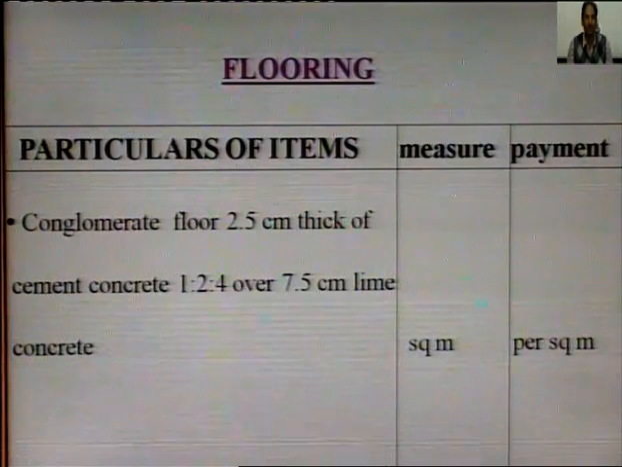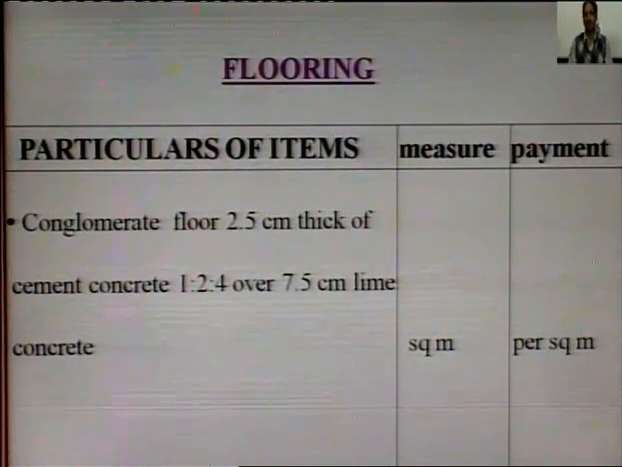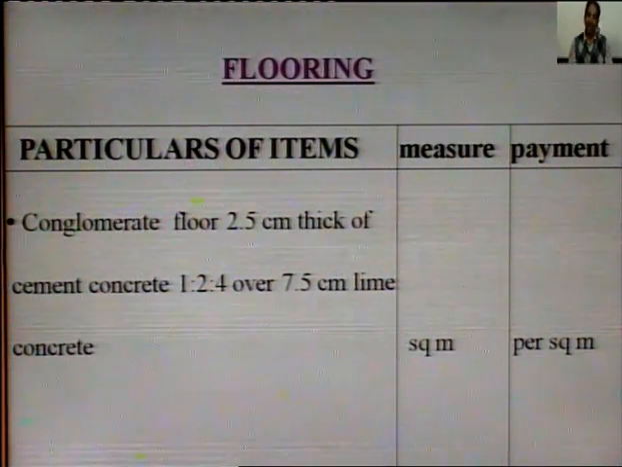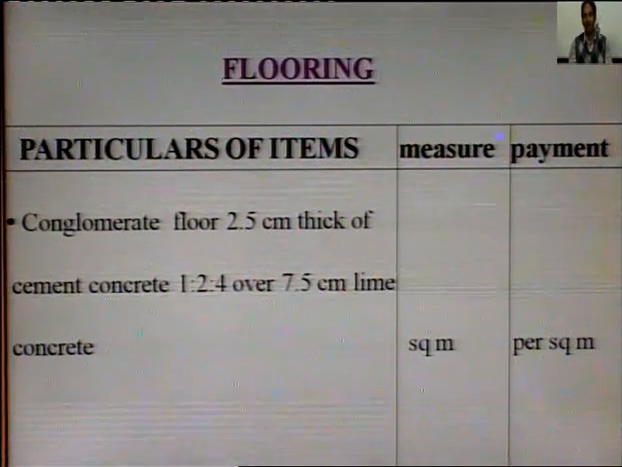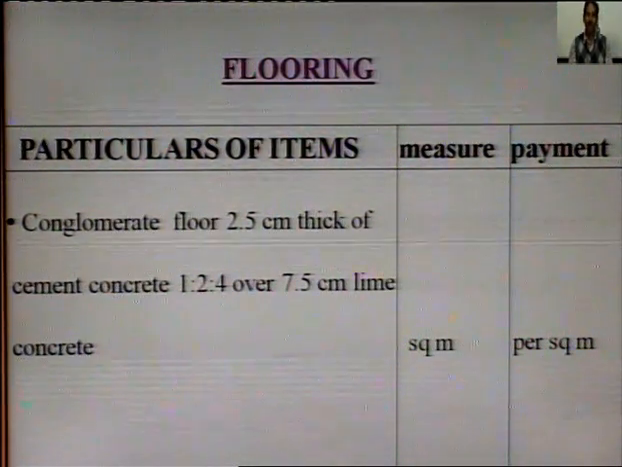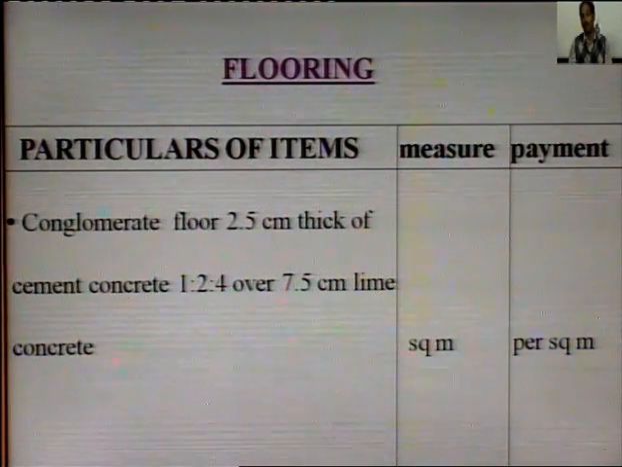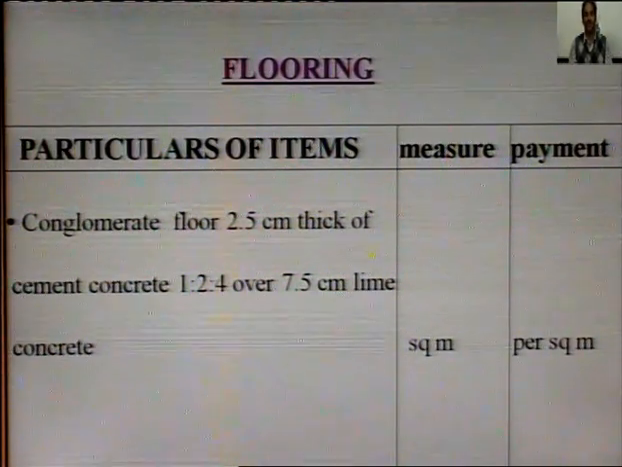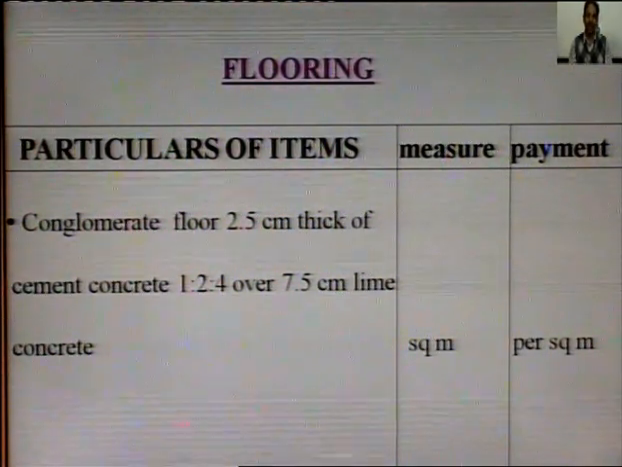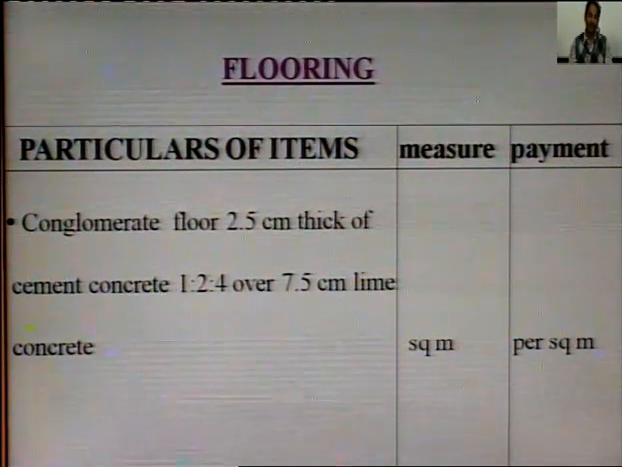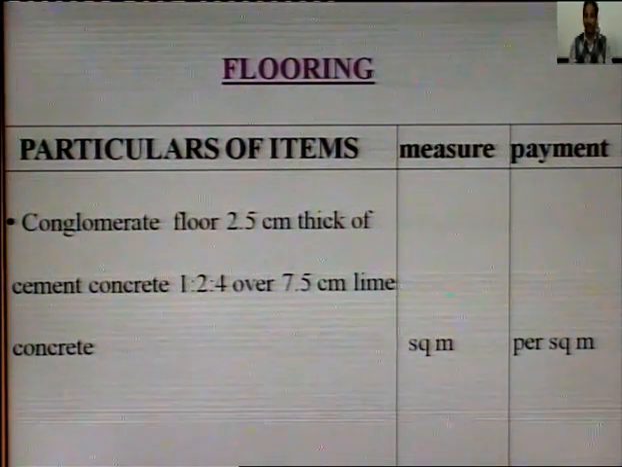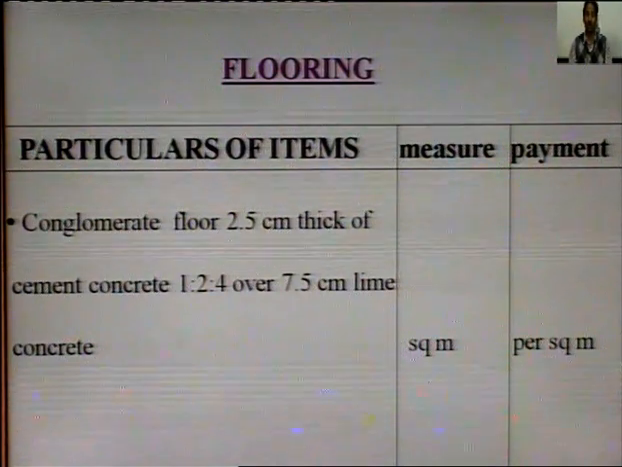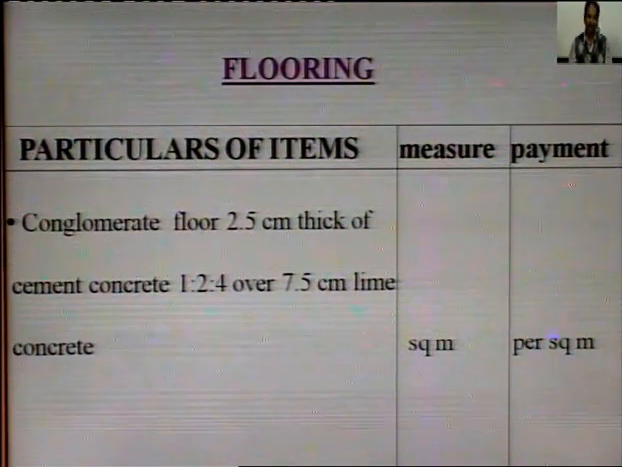So in case of this flooring, thickness is specified. Here thickness is 2.5 centimeter, only length and breadth are left. So this type of conglomerate flooring is measured in square meter, because thickness of 2.5 centimeter is specified. So in this case, conglomerate floors 2.5 cm thick, thickness specified, cement concrete in the ratio 1:2:4 over 75 mm lime concrete bed.